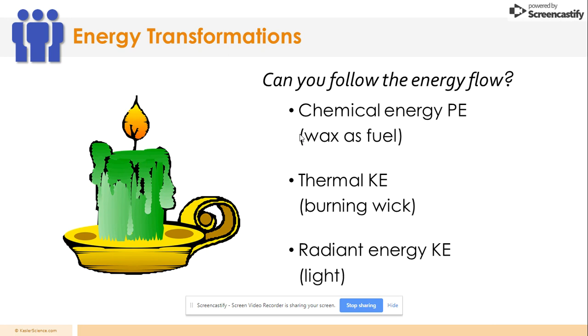So we saw the wax being used as a fuel, and that's a form of chemical energy. It's being converted into thermal energy with the heat of the burning wick, and finally into radiant energy, which is what we use the candle for, light.